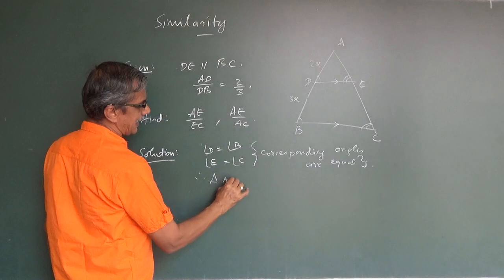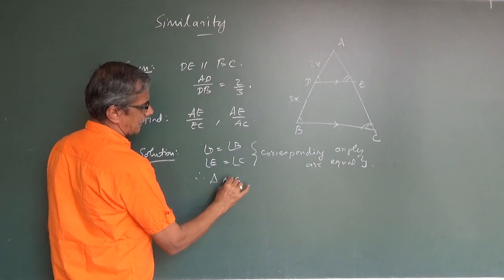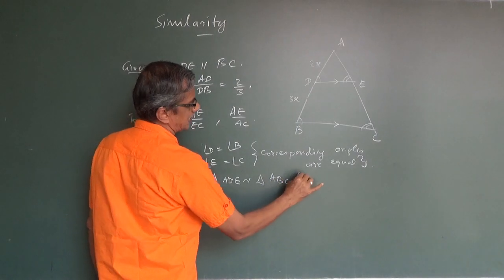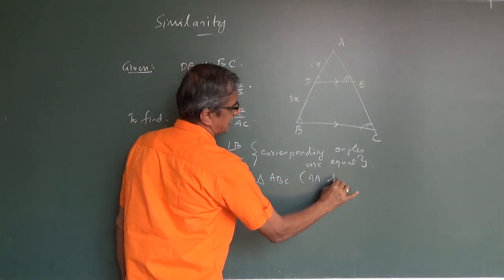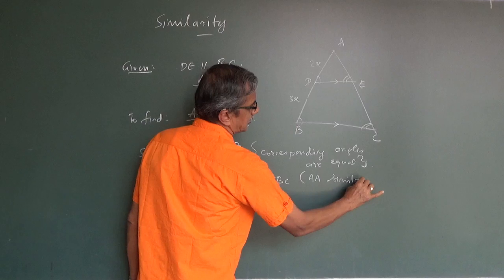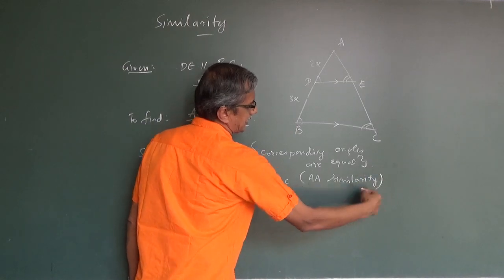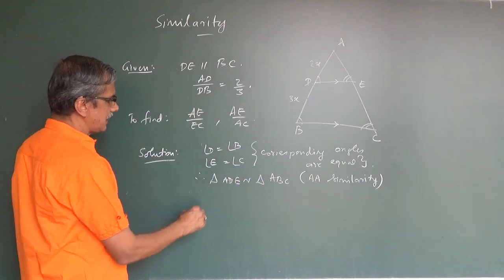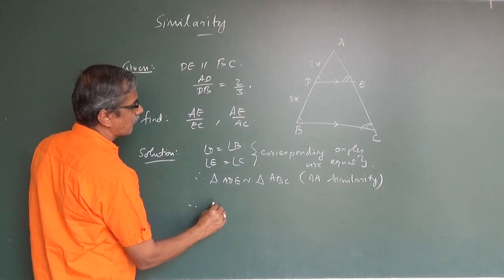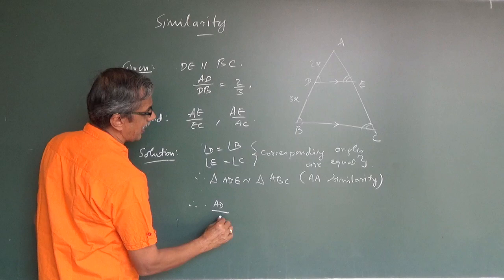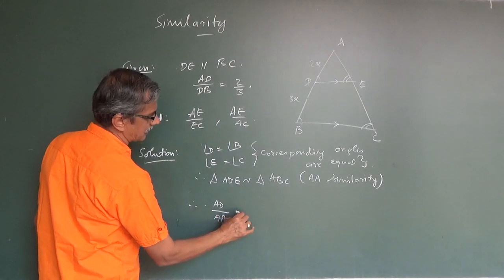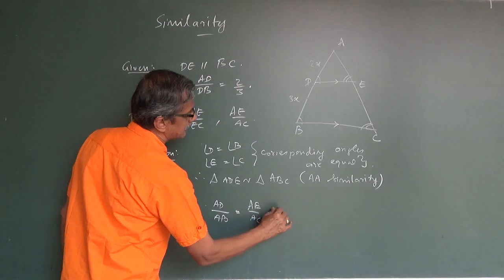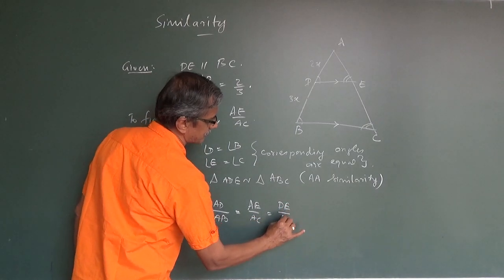Therefore, triangle ADE is similar to triangle ABC by angle-angle similarity. I hope you understood. This part you have understood. Now, therefore, I can write AD by AB is equal to AE by AC is equal to DE by BC.